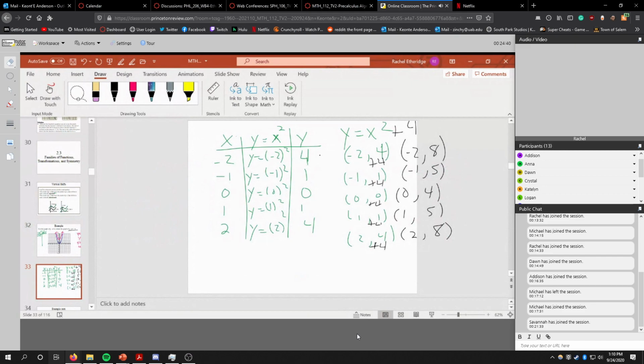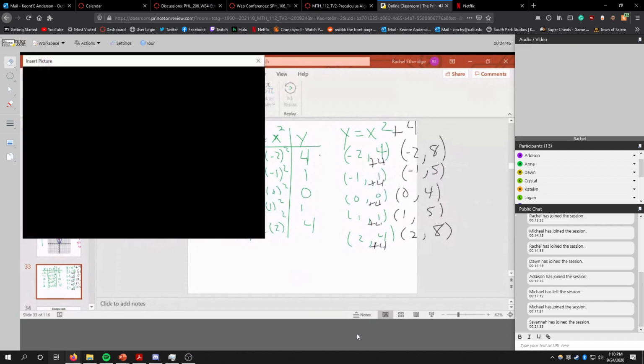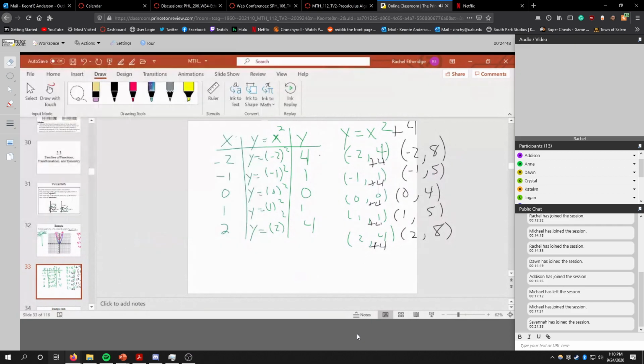The reason I showed you this is what you have to do in MATLAB. So you can't just necessarily take the graph. You're going to have to list the ordered pairs for the parent graph, and then you're going to have to list the ordered pairs for the shifted graph, for the translated graph.